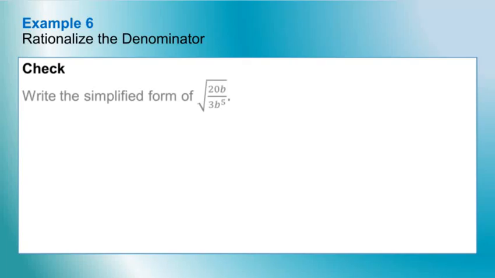Next, rationalize the denominator here. So find the square root of 20. That would be 4 square root of 5b. And on the bottom, I can have b to the second here, and that would give me 3b here. So I multiply this by the square root of 3b.